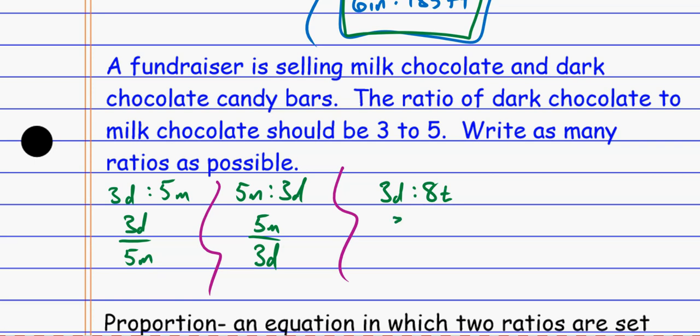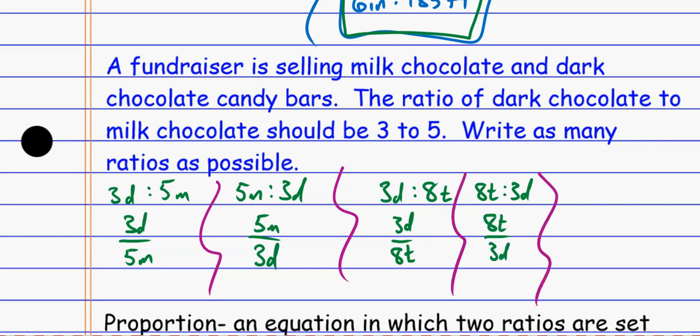And once again, I could write that as a fraction. I could flip that around and say 8 total compared to 3 dark chocolates instead. And then I can, of course, do the same thing with the milk chocolates. I could compare those to the total as well. So I could say for every 5 milk chocolates, there are 8 total chocolate bars. And once again, I could write this in a bunch of different ways. And then, of course, I can flip that. I could say for every 8 total, there are 5 milk chocolate candy bars.